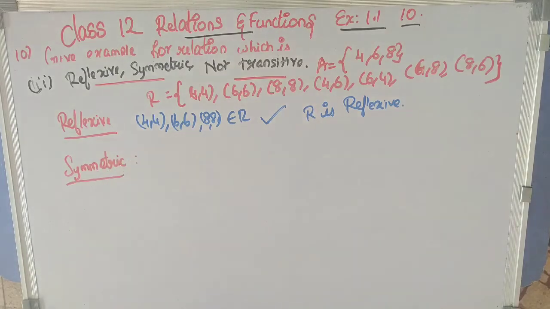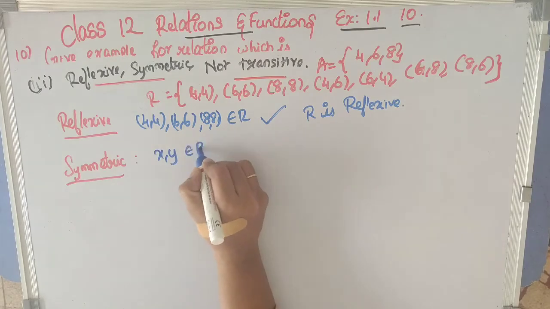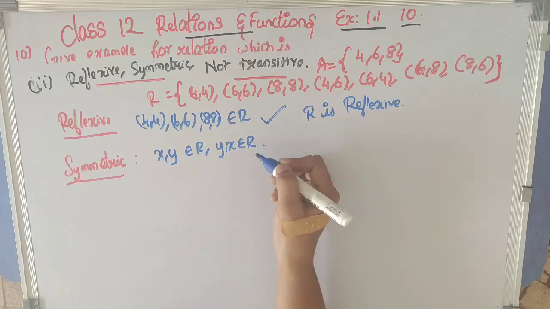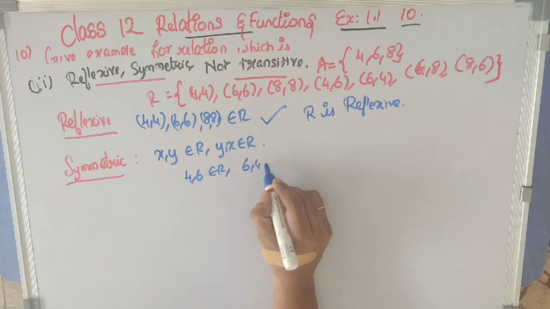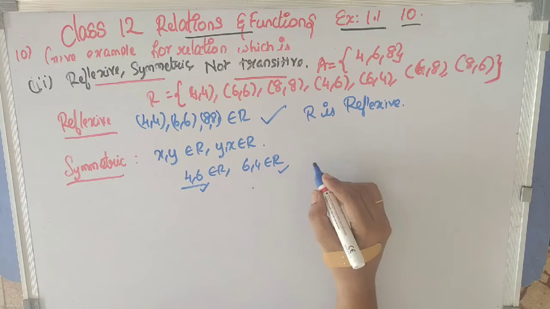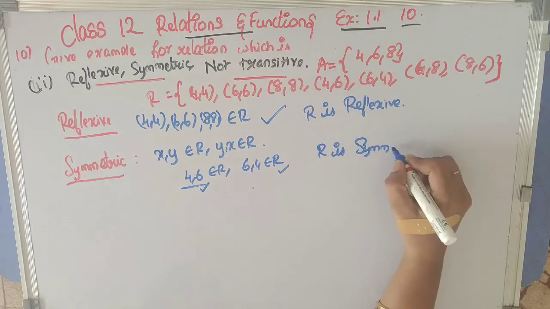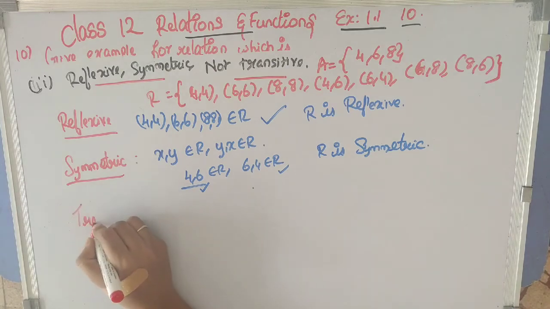What is symmetric? Yes, let me explain you again. Here, if (x, y) is an element of R, then (y, x) must also be an element of R for the relation to be symmetric. Correct? Here, (4, 6) is an element of R. Yes. Is (6, 4) an element of R? Yes. (6, 4) is also an element of R. So, the relation is symmetric. Clear? (4, 6) and (6, 4) both are elements of R. Okay? So, the relation is symmetric.